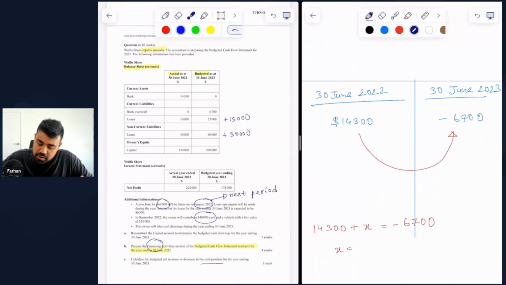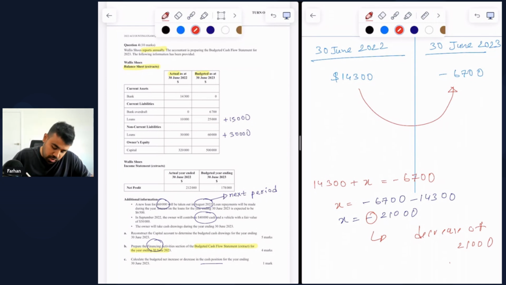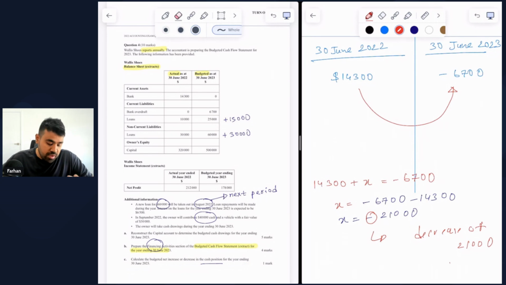So we just do simple algebra. If you want to solve for x, it's simply minus 6,700 minus 14,300, which gives you minus 21,000. Negative 21,000 refers to a decrease of 21,000. The question is asking, calculate the budgeted net increase or decrease in the cash position for the year ending 30 June 2023. So you have to explicitly mention in the exam that there is a decrease of $21,000 in the cash position. And that is how you get full marks in question 4.